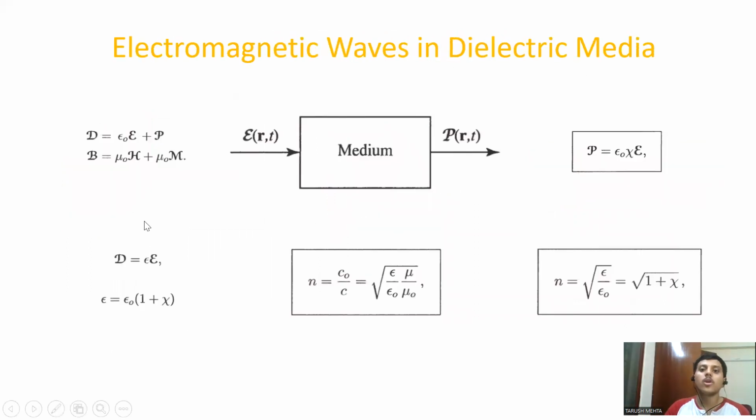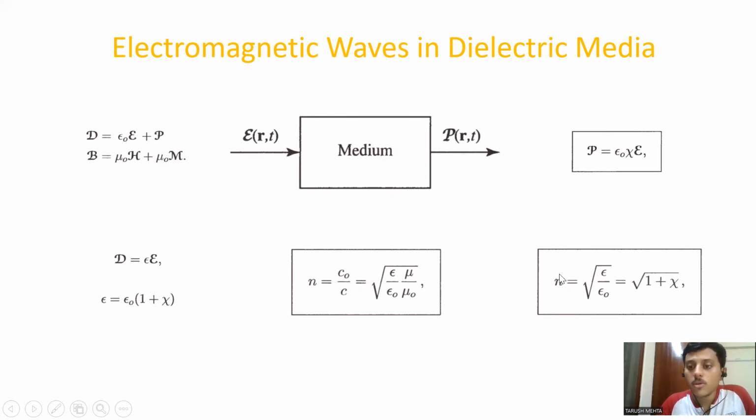Now, if we want to observe the properties of these electromagnetic waves in dielectric media, then we define a vector called the polarization vector, which is given as epsilon naught times the susceptibility times the electric field, where xi is the susceptibility of the medium. And the displacement vector and the B vector are related with the electric field and polarization vector, also given by this equation.